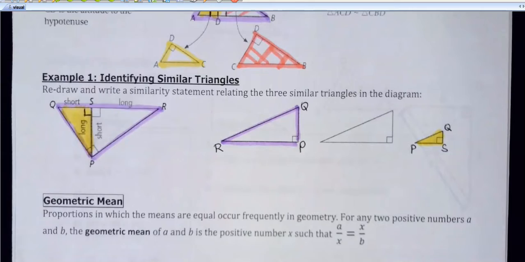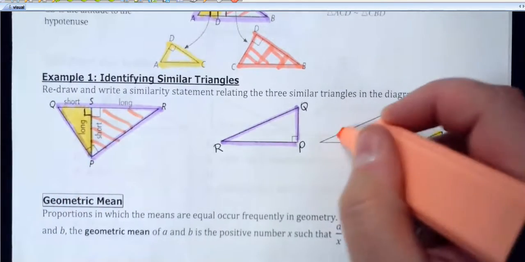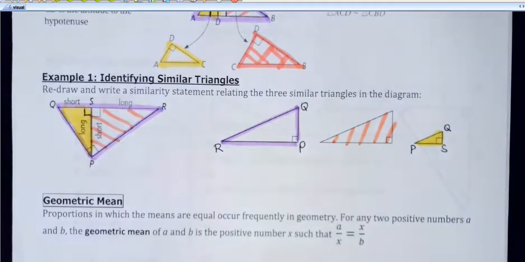Okay, and then the medium-sized triangle is this guy here. I'm just going to kind of make them different colors so you can see them.